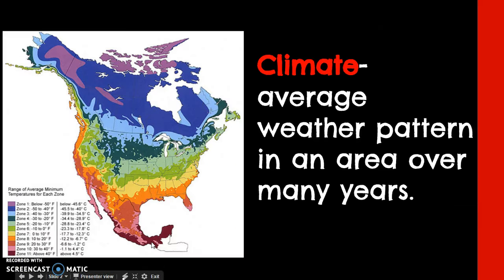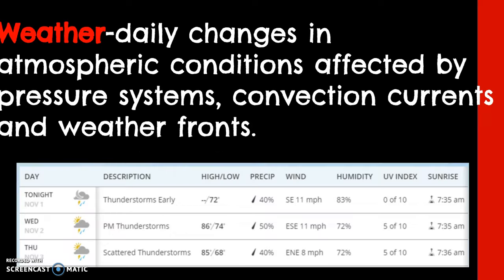So let's differentiate between climate and weather. Climate is the average weather pattern in an area over many years, most of the time hundreds of years. Whereas weather is what affects your daily life, and it is the daily changes in the atmospheric conditions affected by the pressure systems, convection currents, and the weather fronts. So if you notice, I've put a clip of the weather forecast. So that's just the daily changes.